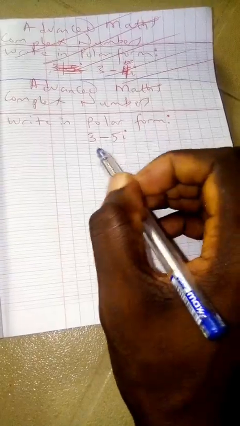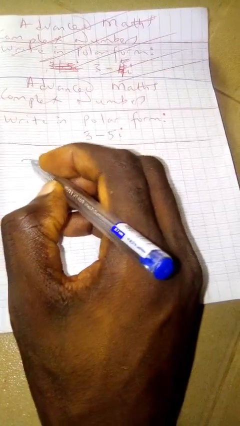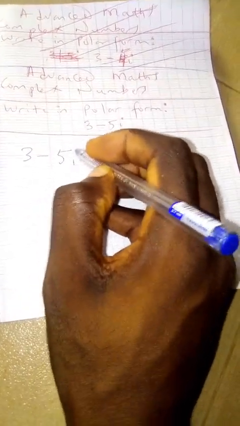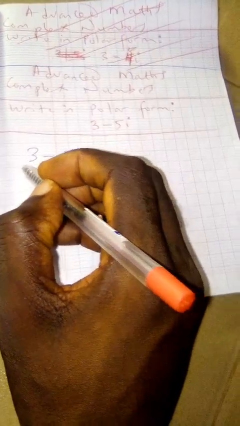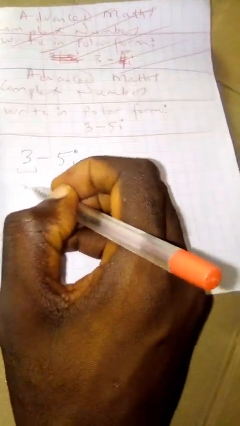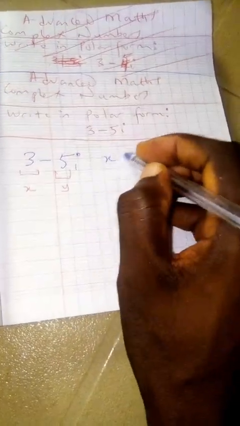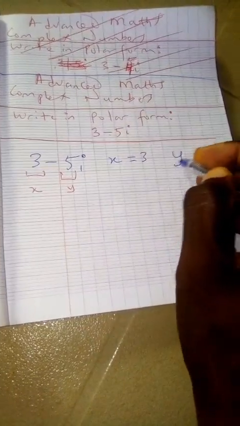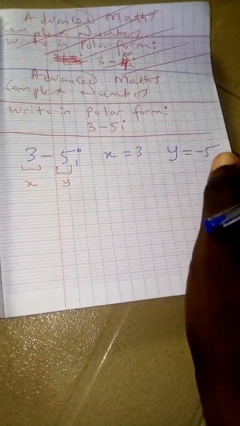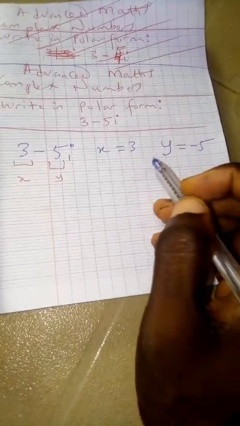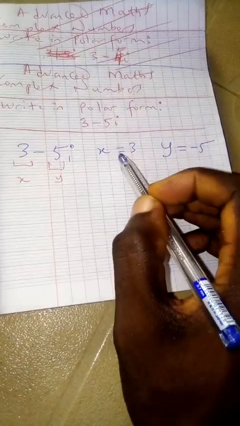Now when they give you a question like this, the first thing you do is you write the question back, which is 3 minus 5i. So the next thing you do is you put a cup under 3, you write letter X. You put a cup under minus 5, you write letter Y. So in a sense now, my X is 3 and my Y is minus 5. Do you understand? Now the question is, how do you know how to get the X and the Y?